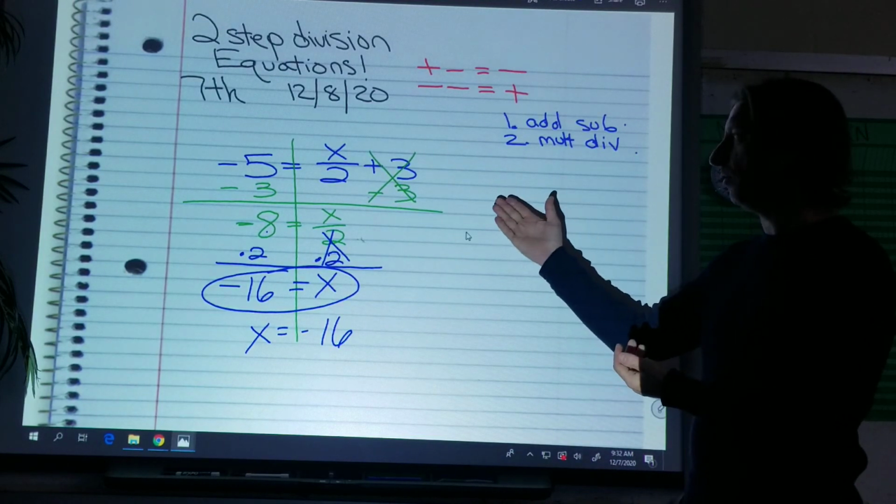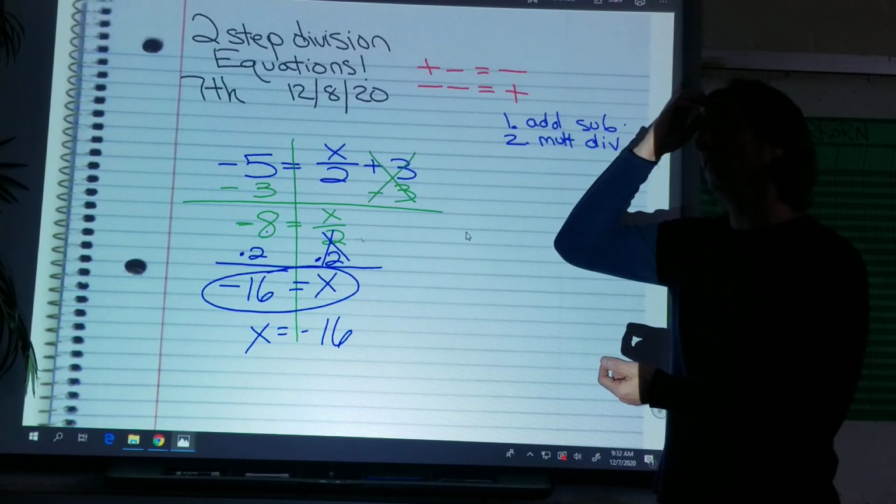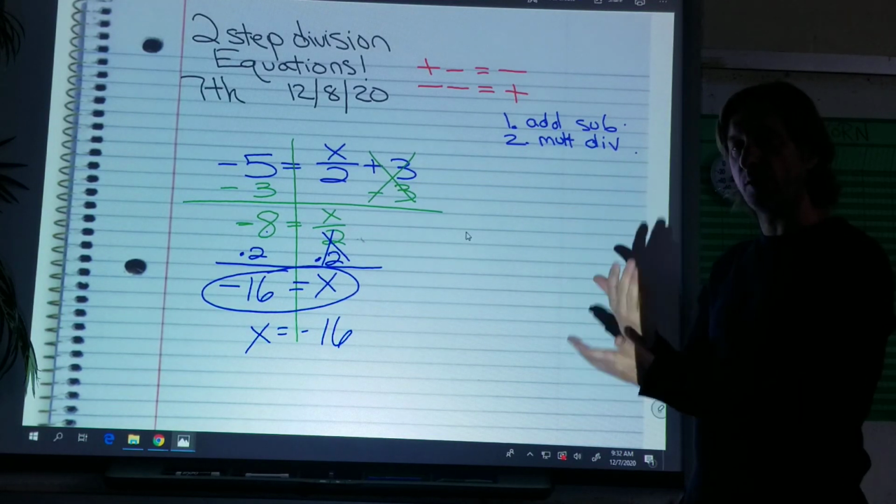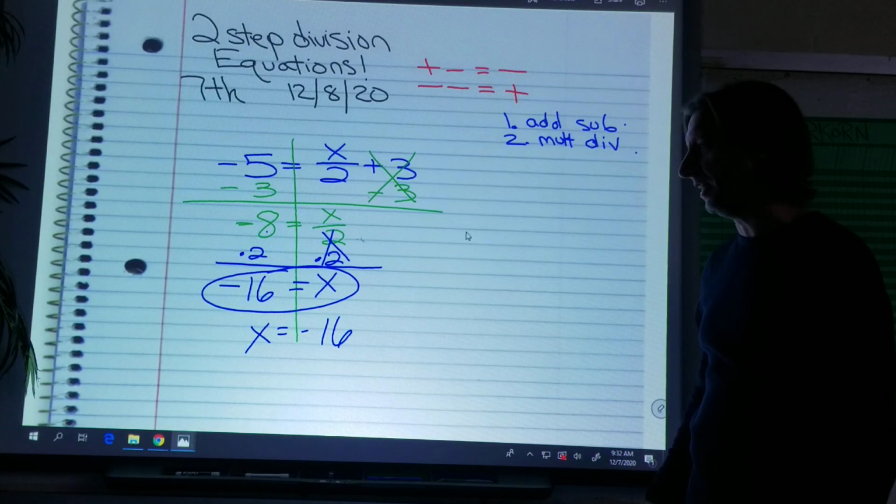Next year in 8th grade, we'll get up to 5-step equations. But this year, it's just 2 steps, okay? And we'll keep practicing these. We'll get good at them for the next couple days. We'll have a test, and we'll move on to something new.